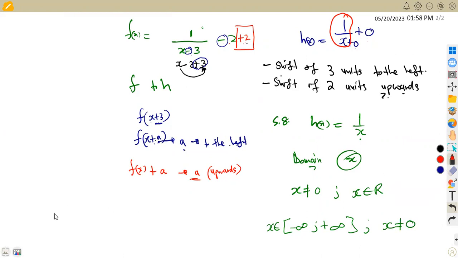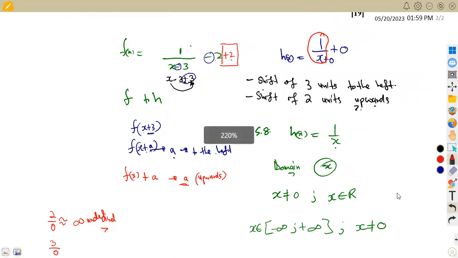Remember, the denominator cannot be equal to 0. There is no 2 over 0. It approaches infinity, it's actually undefined. So for our level, we say this is undefined. 3 over 0, that's undefined. That's why we say our denominator cannot be equal to 0, because the expression will be undefined.